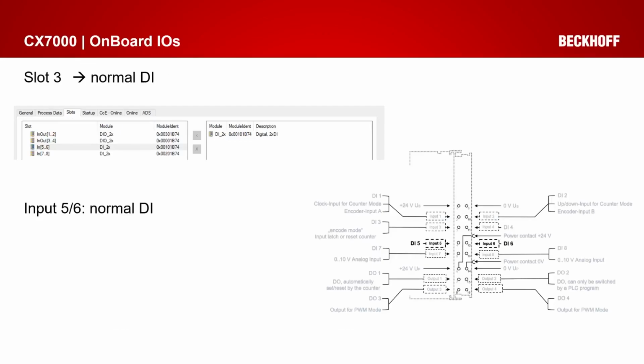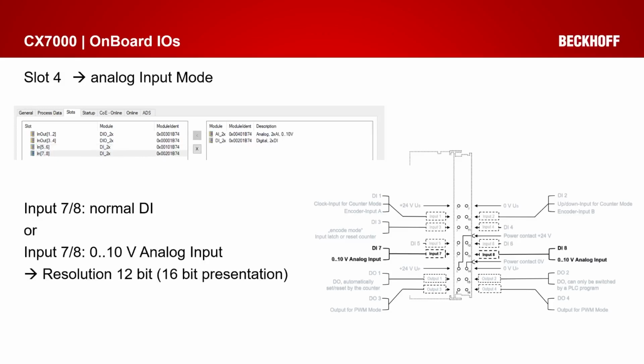The third slot contains only 2 digital inputs, so nothing else can be configured. In the fourth and last slot, you can, instead of the default configuration, configure the analog inputs 0 to 10 volts on the inputs 7 and 8.